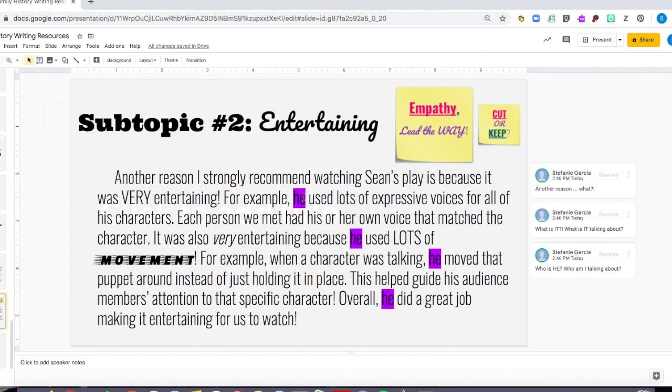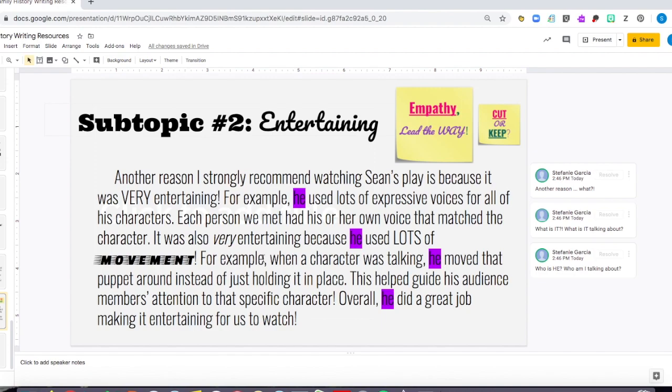Okay, so I'm going to go back and replace some of these he's with Sean's name. I'm reading it all together because I don't read these sentences individually in isolation. I read them as a whole because they're part of my whole paragraph. So another reason I strongly recommend watching Sean's plays is because it was very entertaining. For example, he used lots of expressive voices for all of his characters. That sounds fine. Each person we met had his or her own voice that matched the character.